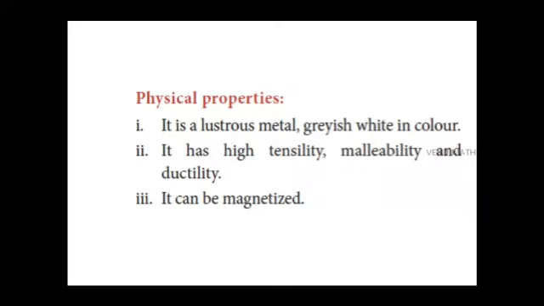Now, let's learn about the physical properties of iron. It's a lustrous, that is shiny, grayish white metal. Tensility, malleability and ductility will be higher as other metals. The special property of the metal iron is it can be magnetized.